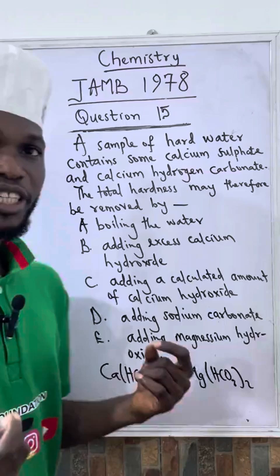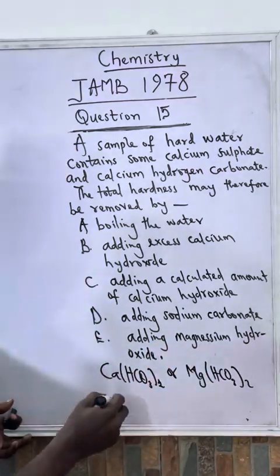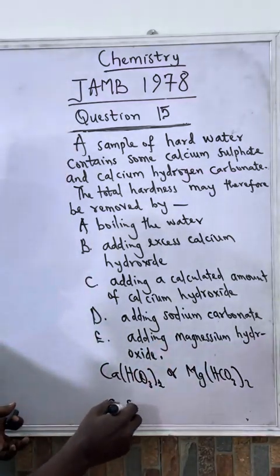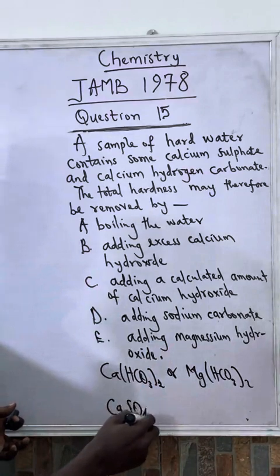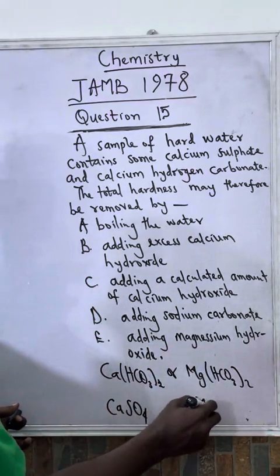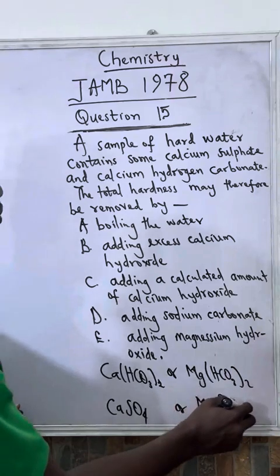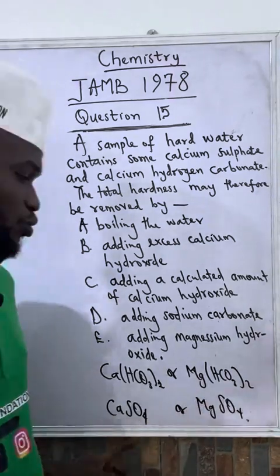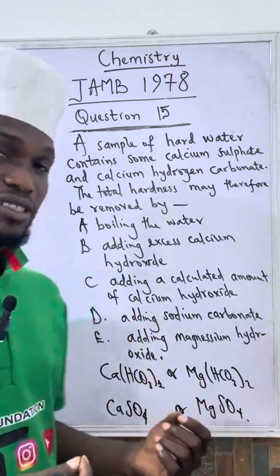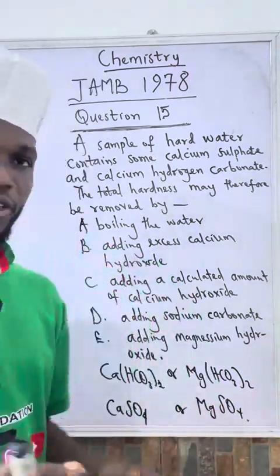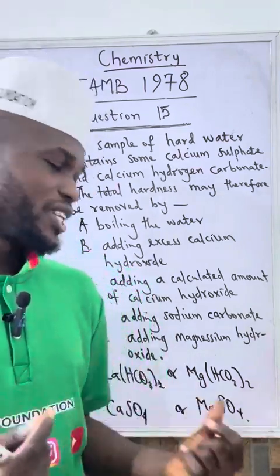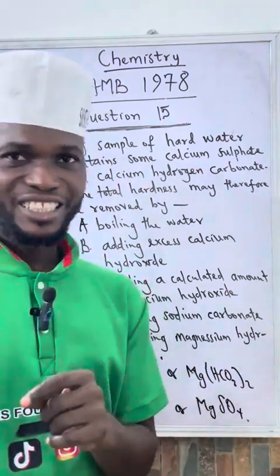Then for permanent hardness, when you have calcium sulfate, that's calcium tetraoxosulfate 6, or magnesium tetraoxosulfate 6. If any of these two is present in a water sample, then that water is going to be hard, but that kind of hardness is permanent hardness.